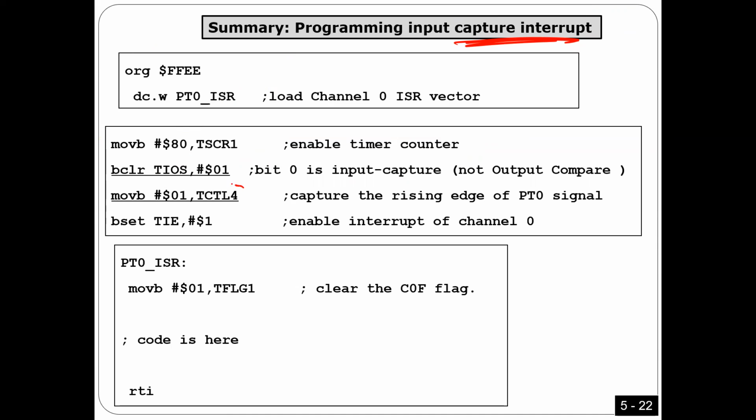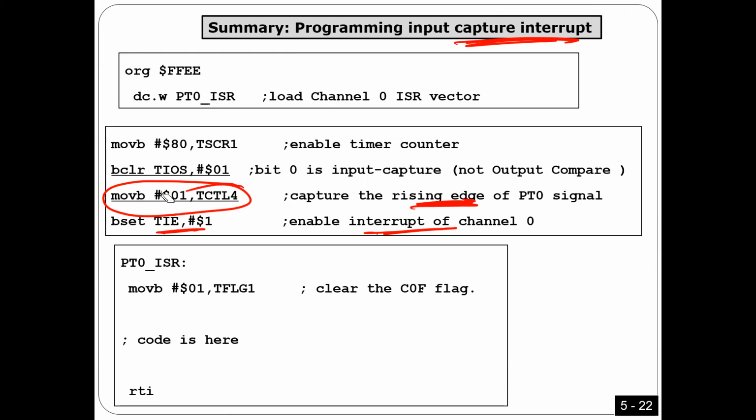Okay, that's what I did here. Based on the number, I wrote it here, right? So here in this case, I want to capture rising only. Is that okay? Also, you have to enable interrupts. That's all what you have to do. Very simple. Yes, I mentioned too many registers, but at the end, that's what you have to do in order to program input capture. Okay?